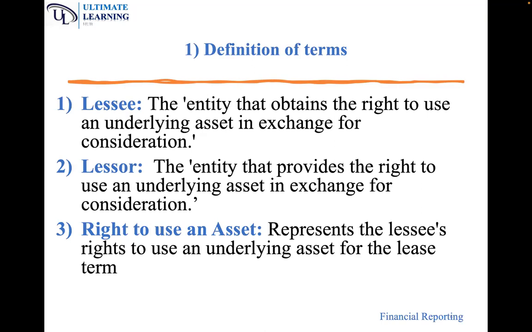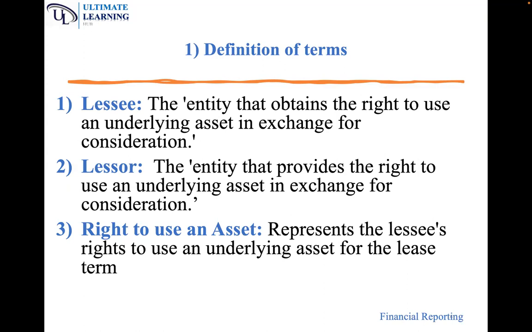Now, in our definition of terms, our first terminology is lessee. Now, who is a lessee? A lessee is the entity that obtains the right to use an underlying asset. In a normal sale agreement, the lessee is like the buyer, the entity that obtains the right to use an underlying asset, and he must be in a position to pay something in exchange for a certain consideration. It's like the buyer in this context, in a context of a sale.